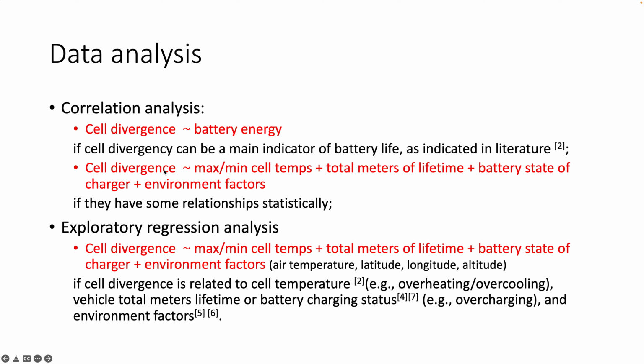And next, we also want to check the correlations between cell divergence and the temperatures, total meters of lifetime, battery state of charge, and also some other environmental factors, to see if they have some kind of relationship statistically. And if they do, next we would like to do some exploratory regression analysis on those factors, so that we can check whether those factors could be predictors of the cell divergence.